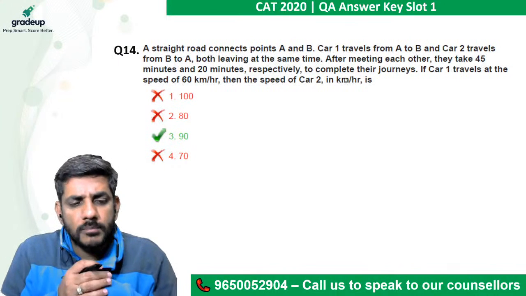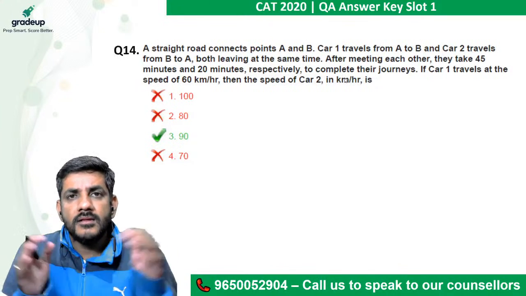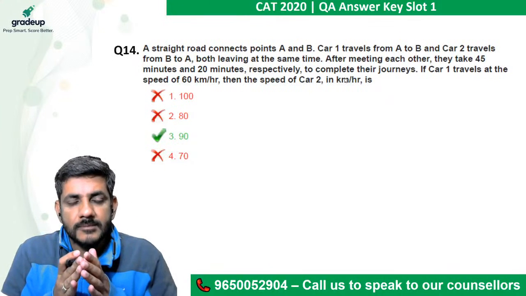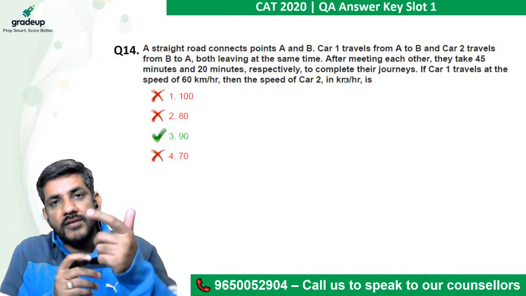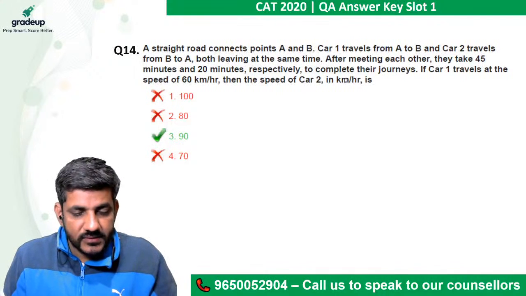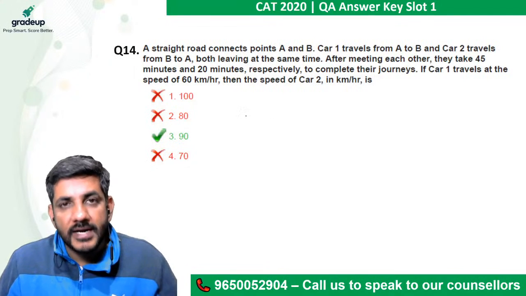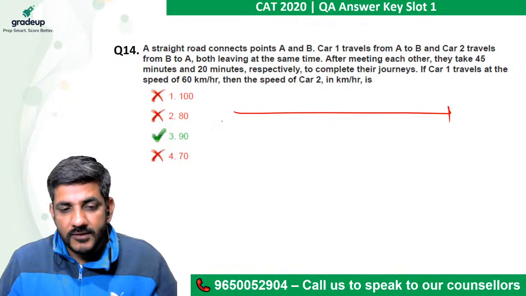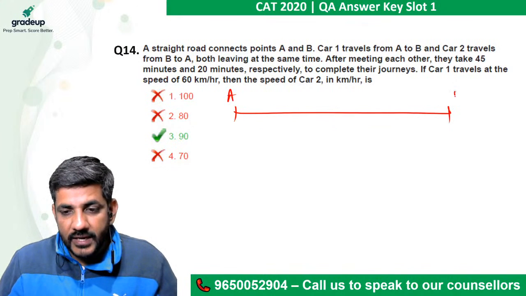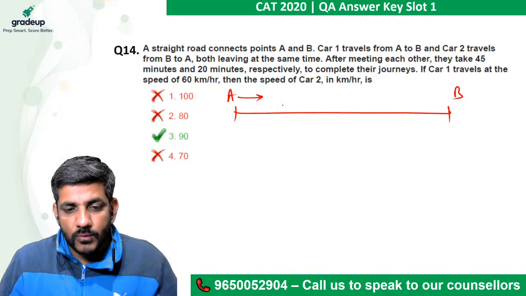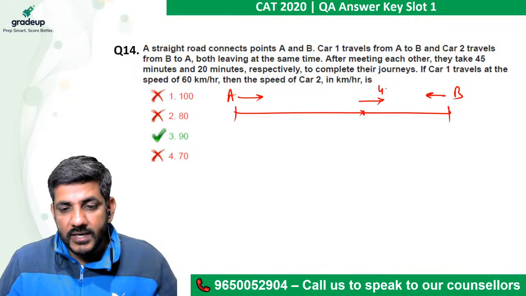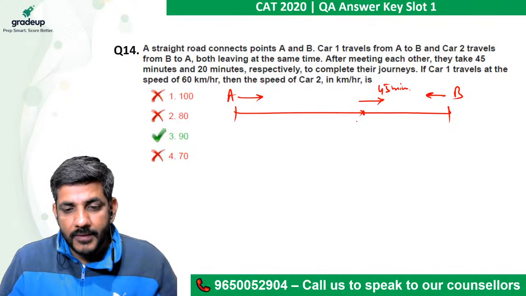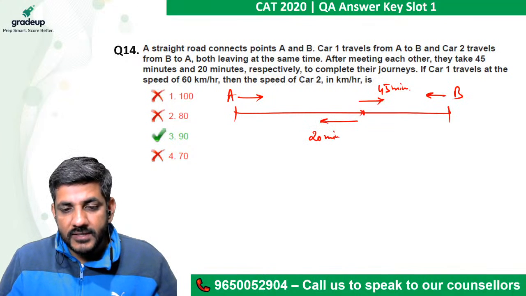There is a direct rule based upon which this question is: if two people are moving towards each other and they meet at a particular point, after meeting they take t1 and t2 time to reach their destinations, then there is a direct rule to find out the ratio of their speeds, right? So here again that is used. A and B are the 2 points. Car 1 is coming from here, car 2 is coming from here. They meet at a particular point, let's say here. After that, car 1 takes 45 minutes to reach B and car 2 takes 20 minutes to reach A.